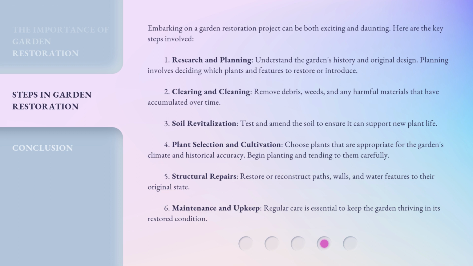4. Plant selection and cultivation. Choose plants that are appropriate for the garden's climate and historical accuracy. Begin planting and tending to them carefully. 5. Structural repairs. Restore or reconstruct paths, walls, and water features to their original state. 6. Maintenance and upkeep. Regular care is essential to keep the garden thriving in its restored condition.